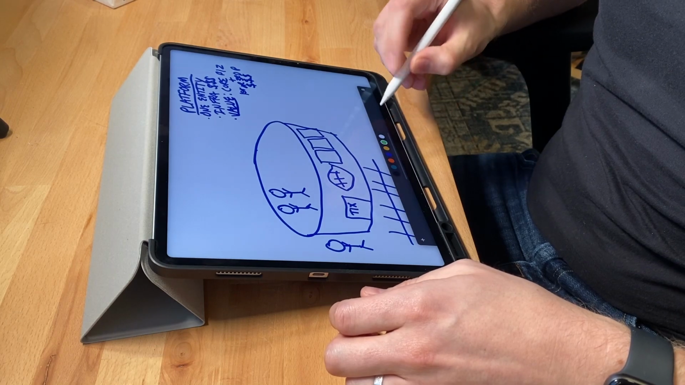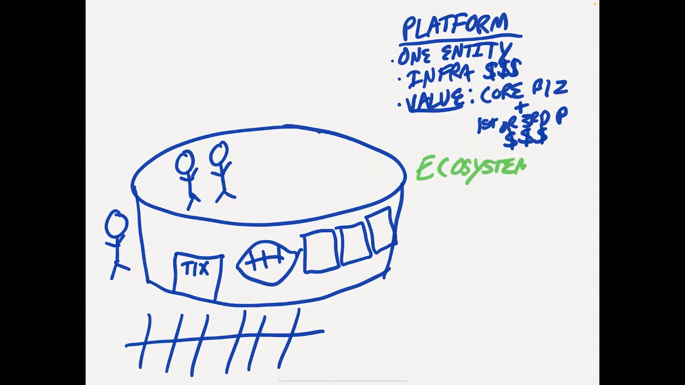So a platform alone has some value, but it's somewhat limited. It's missing something, right? Well, that's where an ecosystem comes in. So what is an ecosystem?